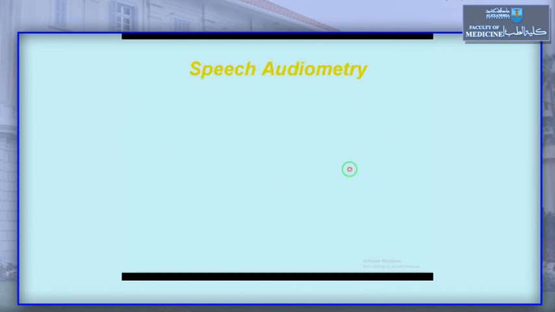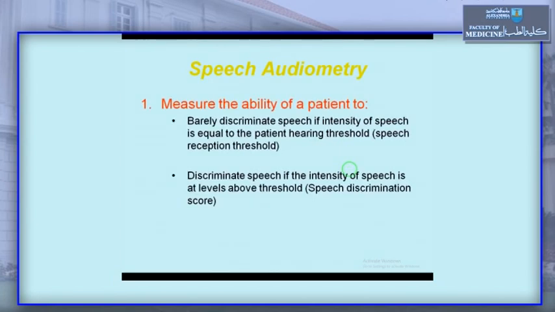Now you have to know that speech audiometry consists of 2 tests. The first test is to test for speech threshold, in order to get what's called the speech reception threshold. We put the patient inside the sound treated room. We ask him to repeat words after me.